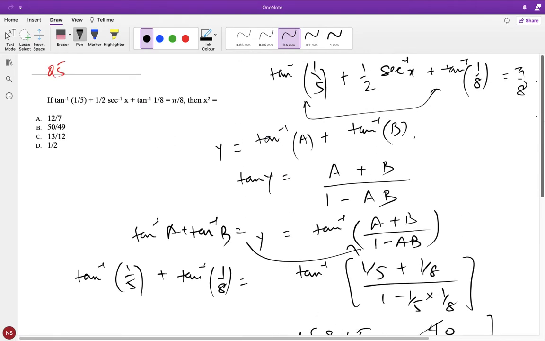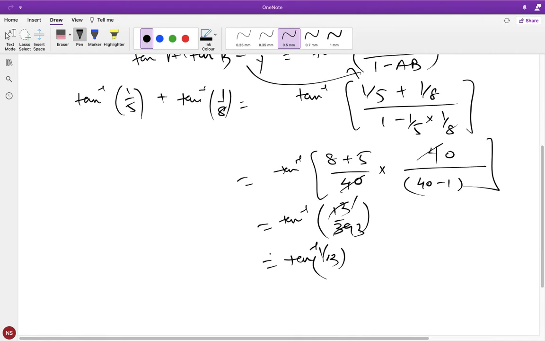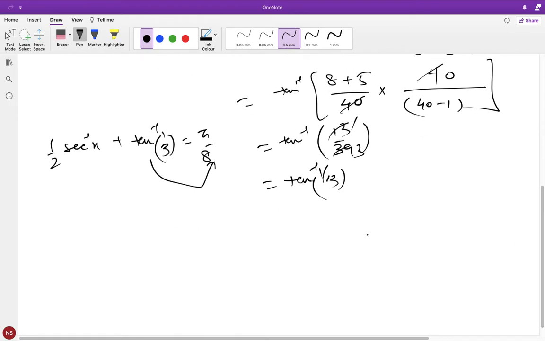So the equation is reduced to half of secant inverse of x plus tangent inverse of 1 by 3 is pi by 8. Let us take this thing over here. Half of secant inverse of x is pi by 8 minus tangent inverse of 1 by 3. If I remove the half, this will become this and this.